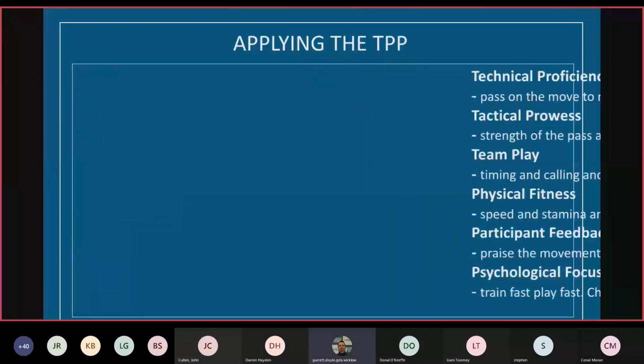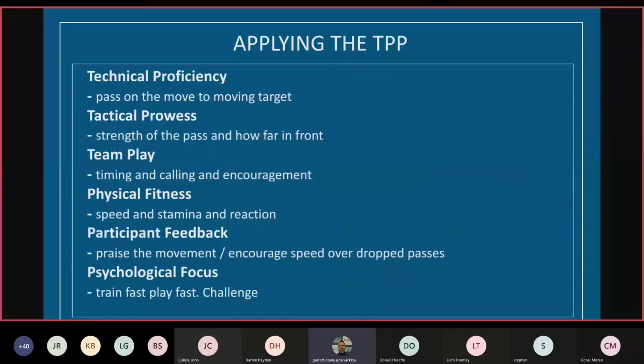of, again, so it's passing on the move to a moving target. This is where we really got to think about the strength of the pass, but also how far out in front of the runner. This is where team play comes in even further. Timing the run off the cone, calling for it, encouragement when there's mistakes. Physical fitness, again, it's just a continuation of the previous one. So we can introduce speed here. We're going to be going for a bit of time, so it's going to be stamina. Again, more reactions to low balls, high balls, drop balls.